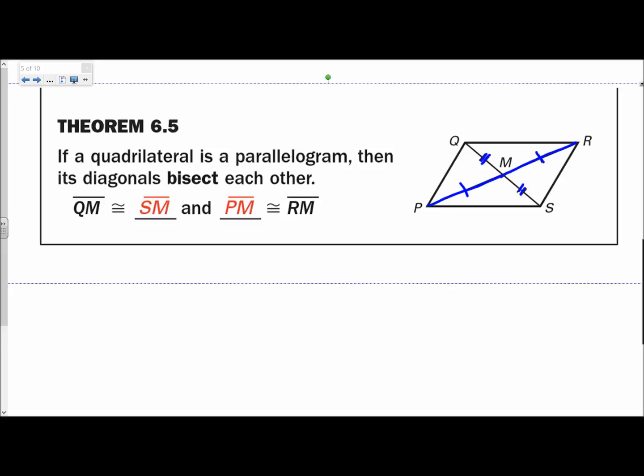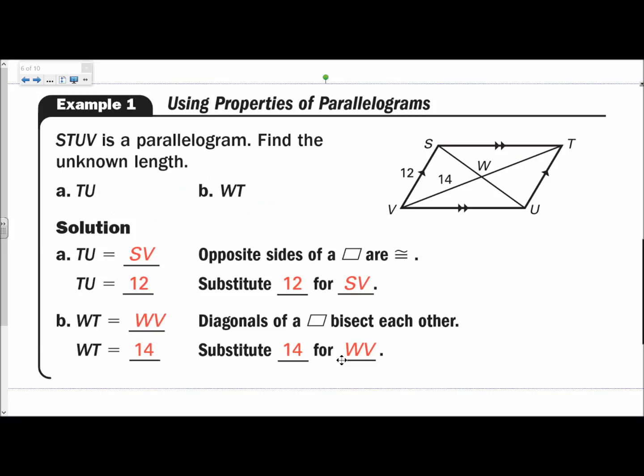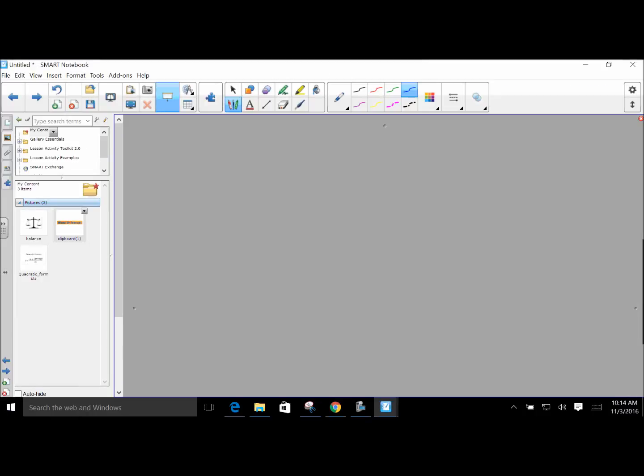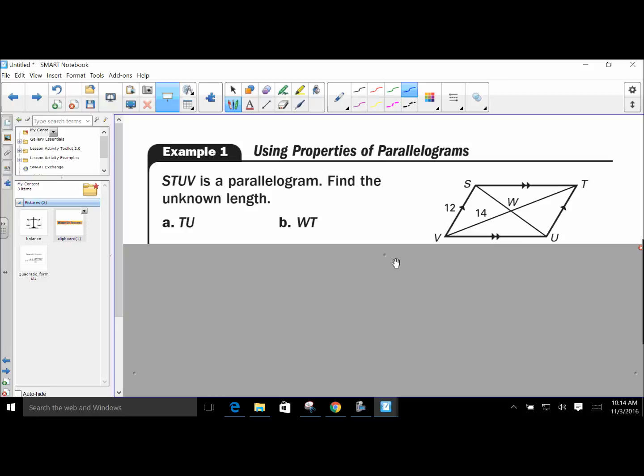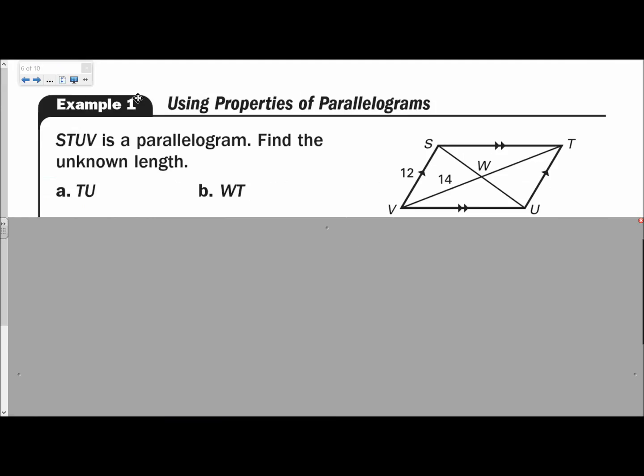Now, let's try an example here. There's the answers. Let's go to example 1. Let's use some of these terms. STUV is a parallelogram. Notice the way they name it. STUV is a parallelogram. Find the unknown length. Okay, so we're on example 1.